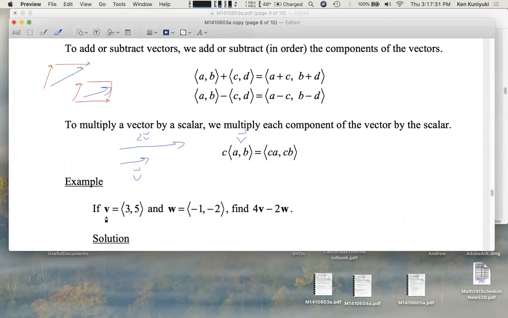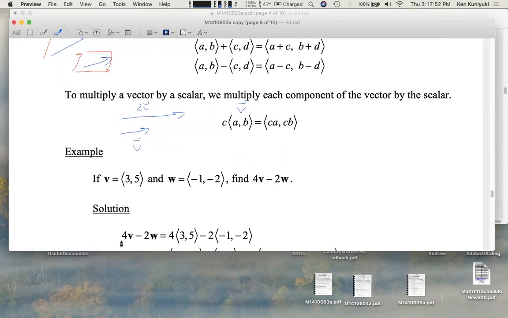Let's say the vector v in Cartesian component form is angle brackets 3, 5. Let's say vector w is angle brackets -1, -2. Find 4v minus 2w. Now, instead of trying to get a ruler and trying to lengthen this by a factor of 4 and so forth, let's do it computationally. 4v minus 2w. I'm going to write out what v is and write out what w is. I'm just substituting these in. Right? We distribute in the 4 and distribute in the 2.